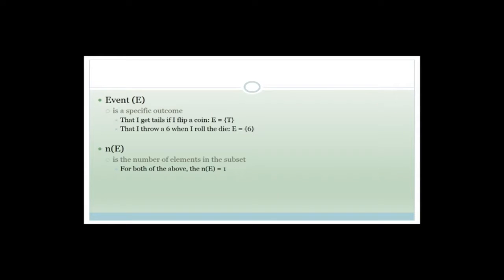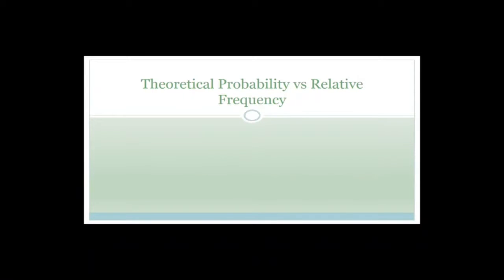Now let's talk about an event. Event is a specific outcome. So if I toss my coin and I get a tail, okay, then that is a specific event. So if I get tails, if I flip a coin, then we say that event resulted in tails, okay? Or if I roll a die and I end up with a 6, that means that specific event entailed a 6, okay? So the number of events is the number of elements in the subset. So for both of the above, the number of the elements in the subset is going to be 1, okay?